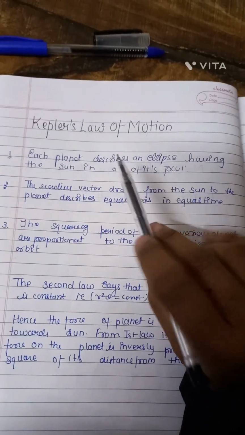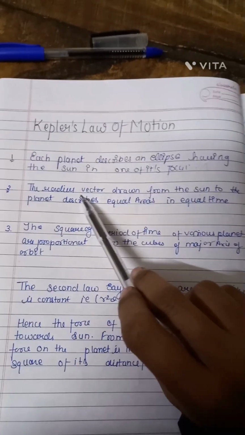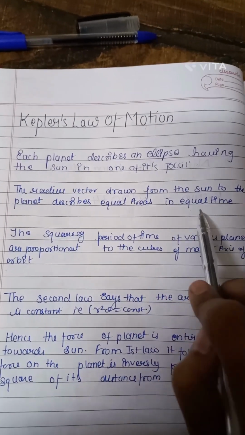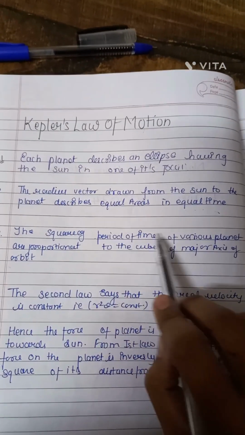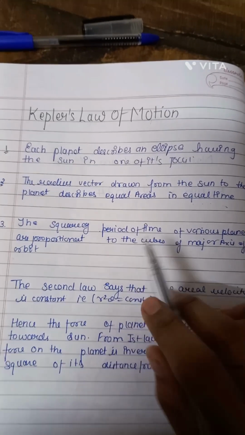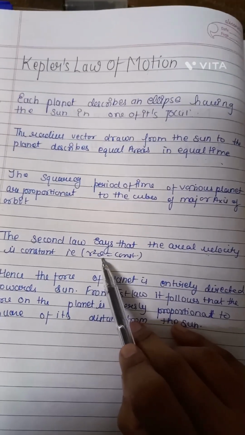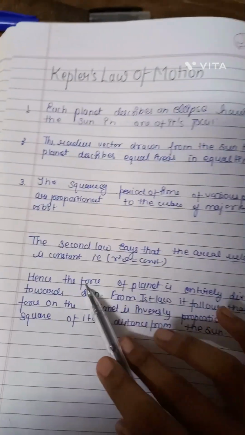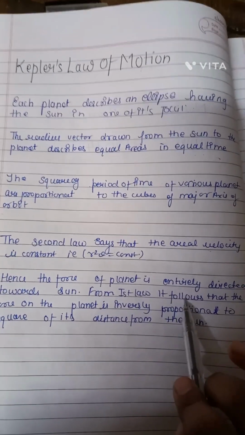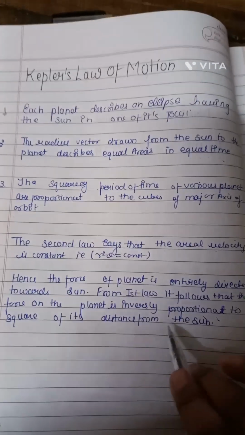Kepler's laws of motion. First, each planet describes an ellipse having the sun at one of its foci. Second, the radius vector drawn from the sun to the planet describes equal areas in equal times. Third, the squares of the periods of time of various planets are proportional to the cubes of the major axes of their orbits. The second law says that the areal velocity is constant, that is, r square theta dot is constant. Hence, the force on the planet is entirely directed towards the sun. From the first law, it follows that the force on the planet is inversely proportional to the square of its distance from the sun.